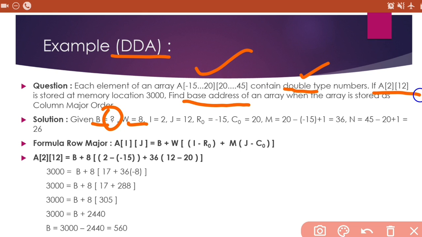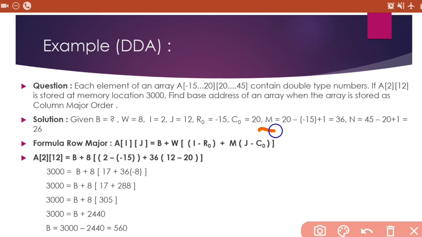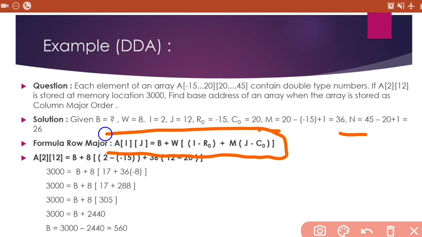But now we have the address of A[2][12], which means I is 2 and J is 12. R0 and C0 are specified now. But what is not given is M and N. We have to find the value of M and the value of N. But in this formula, N is not required; you don't need to find the value of N.